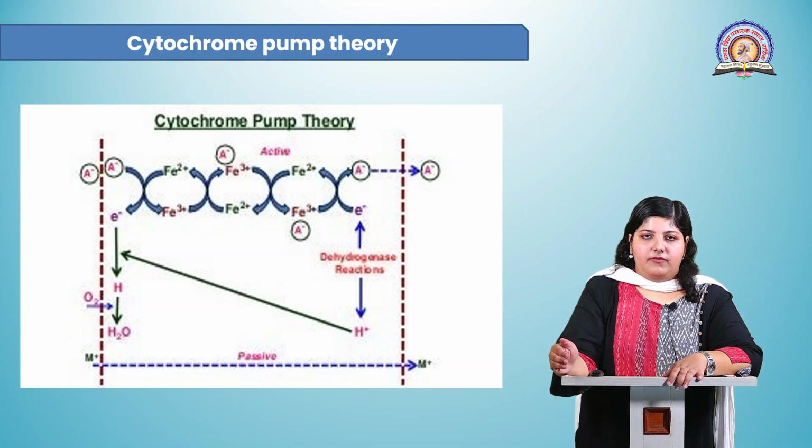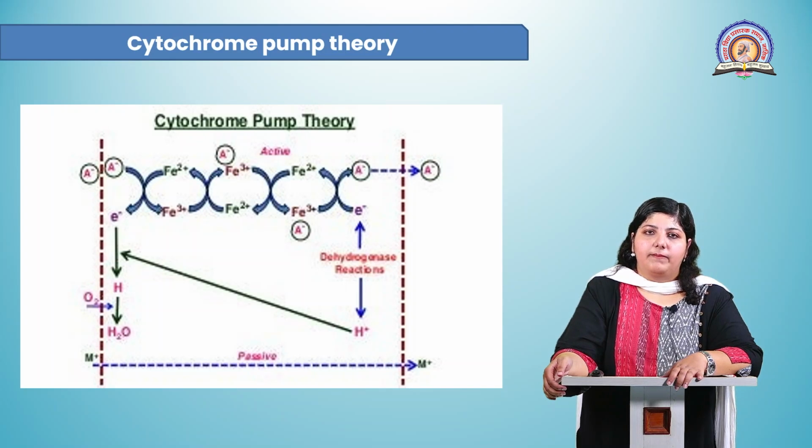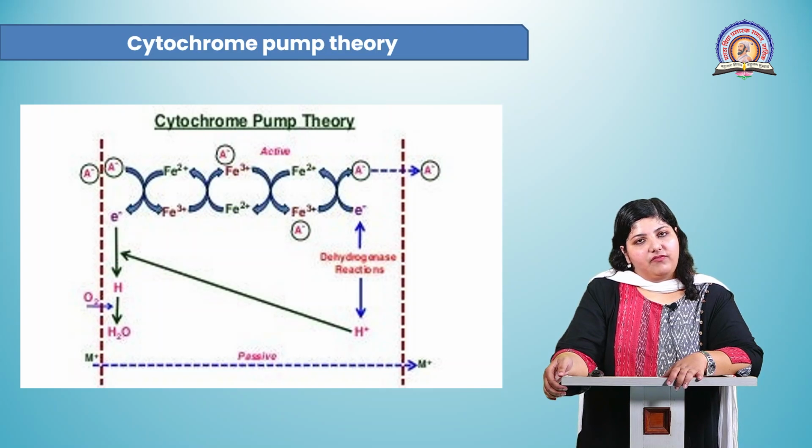So the transport or the absorption of anions takes place by these cytochrome chains. On the other hand, you can see at the bottom of this figure, M plus cation is present. But this cation is not absorbed by the cytochrome pump, but it is absorbed by passive diffusion.